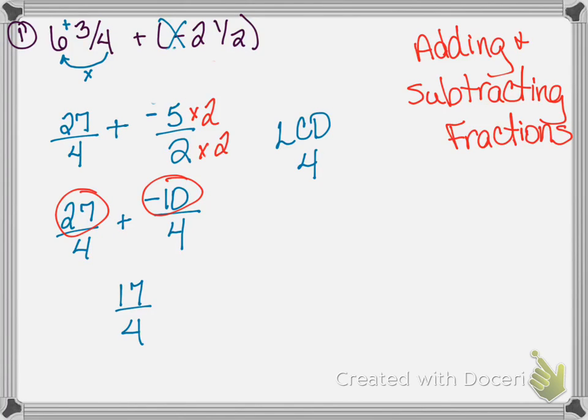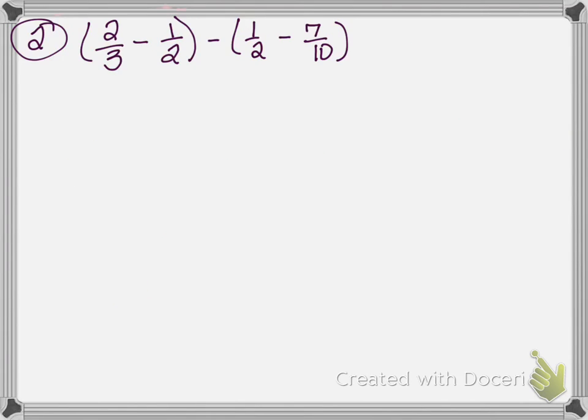Okay. For the next one, there's a couple of different ways that you can do this. One of the ways is you can get the LCD of all of them. You can look at 3, you can look at 2, you can look at 2, and you can look at 10. So you can ask yourself, what is the LCD of 3, 2, 2, and 10? That means we need a number that can be divided by all of those evenly.